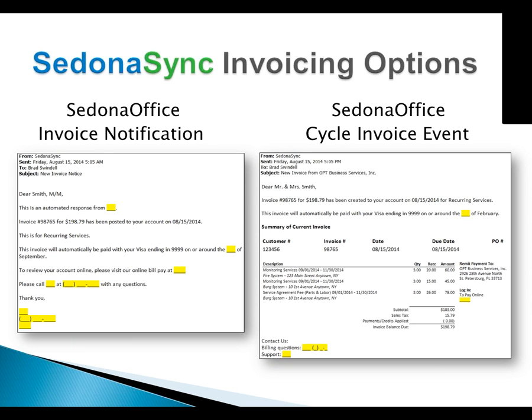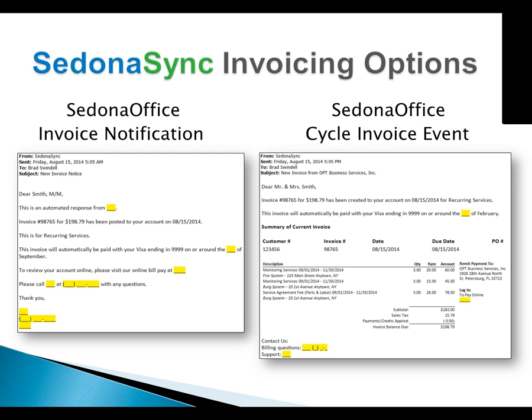So these are the actual events that SedonaSync is producing. The first one to the left there is the invoice notification. You'll see that it's a basic message showing that the customer is getting an automated response. And then we have a couple sections here that are highlighted yellow. These are the sections that you would need to go into the code and manually input your information in to be branded for your company's information.